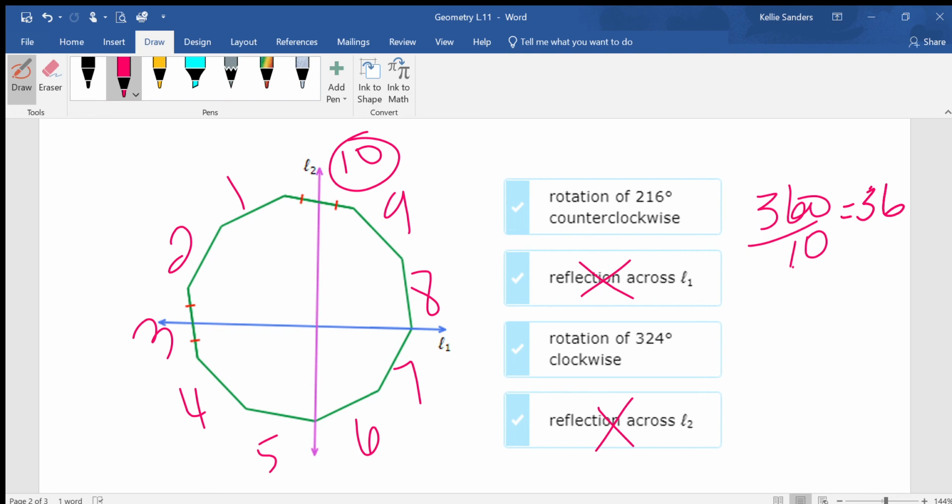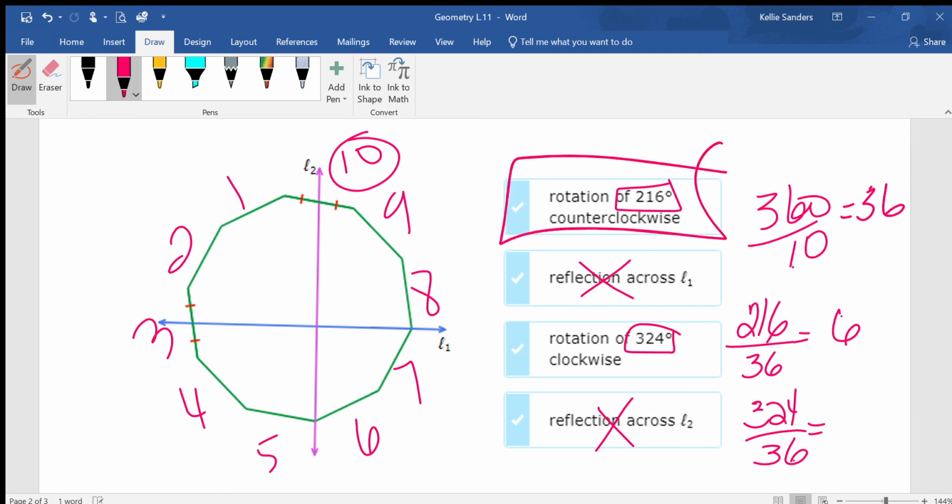So what we're going to do to either see 216 or 324, I'm going to take 216 and divide it by 36 and see if it goes into it evenly, and if it does, then 216 is a multiple of 36. And then I'm going to take the 324 and divide it by 36 and see the same thing. I do not know the answer, so I'm grabbing a calculator. So 216 divided by 36 is 6, so that works. 324 divided by 36 is 9, so that works also.